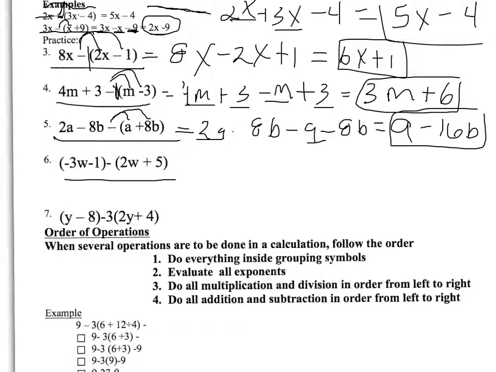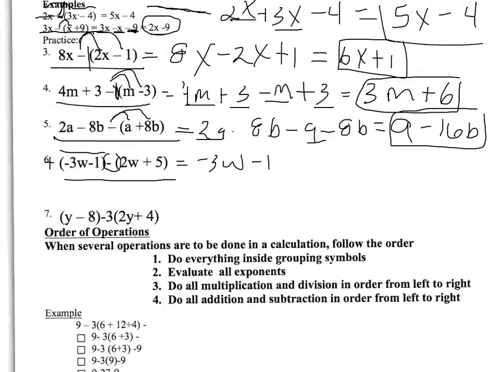2 sets of parentheses. Now, question, is there a negative in front of the first set? Answer, no. So that's really like a positive 1. So we distribute the positive through. Well, 1 times anything is itself. So we're just really recopying this first set of parentheses. 1 times negative 3w, negative 3w. 1 times negative 1, negative 1.